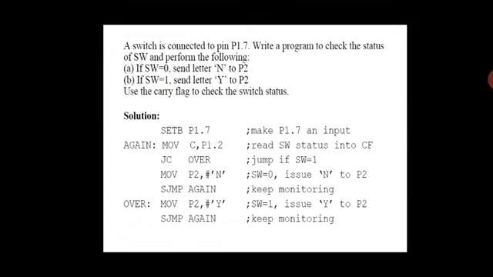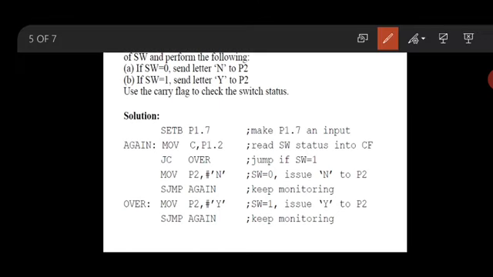Okay, let us take one more program. Again, a switch is connected to pin 1.7. Write a program to check the status of the switch and perform the following. When I say performing the following, what is that? Same here, as per the previous statement, only the modification is that use the carry flag to check the status. I am checking the status by using the carry flag.